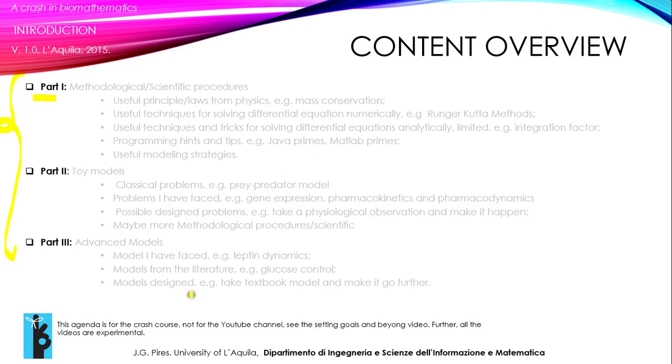So as I was explaining before, the course is divided into three parts: part 1, part 2, and part 3. In part 1, you have the methodological procedure, scientific procedures. You have the toy models. Toy models are models that are not applicable enough, but they are very, very, very important.